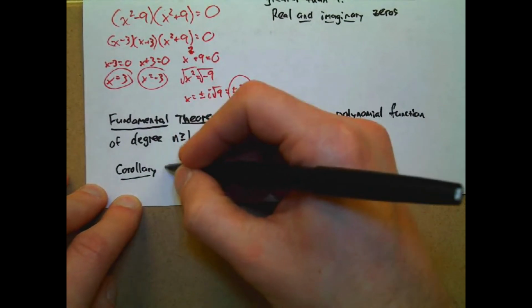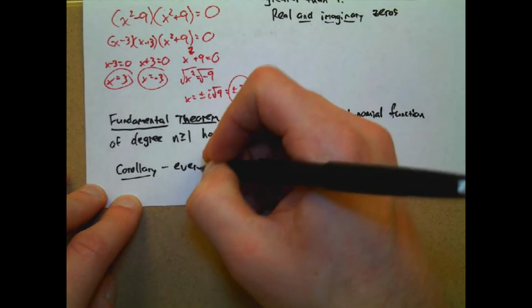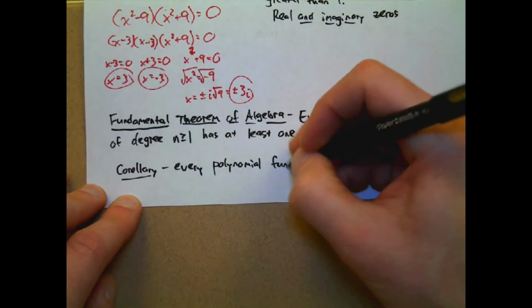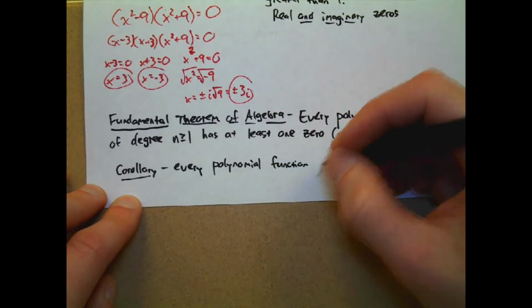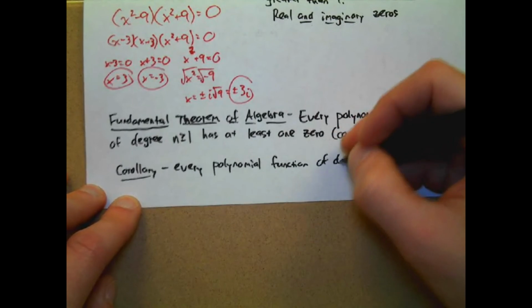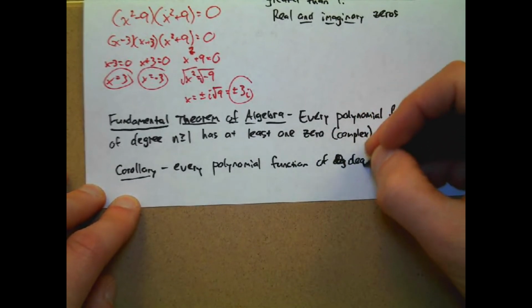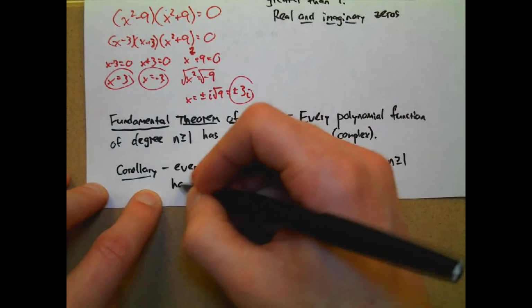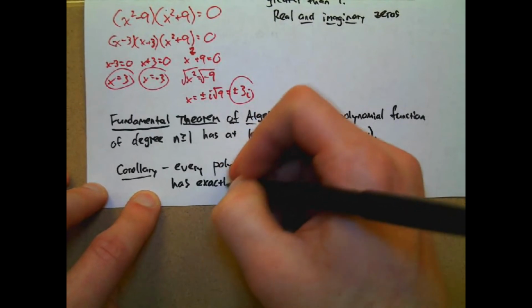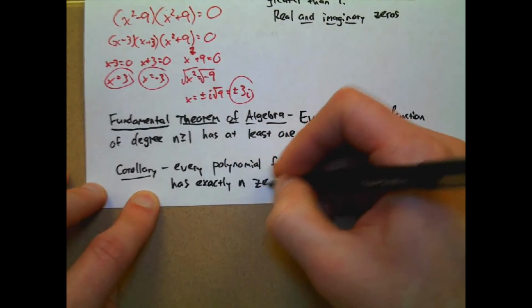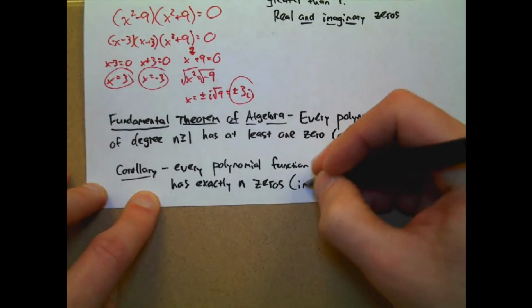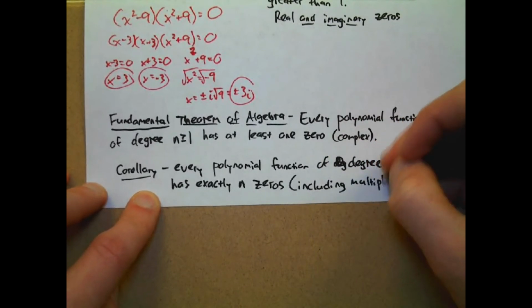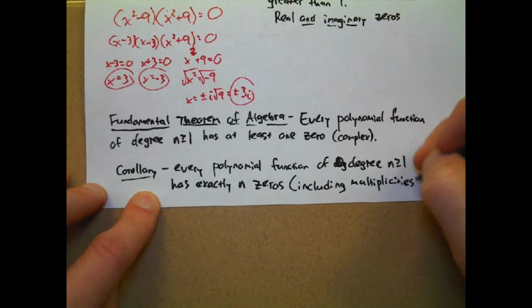Every polynomial function of degree n greater than or equal to 1 has exactly n zeros, including multiplicities.